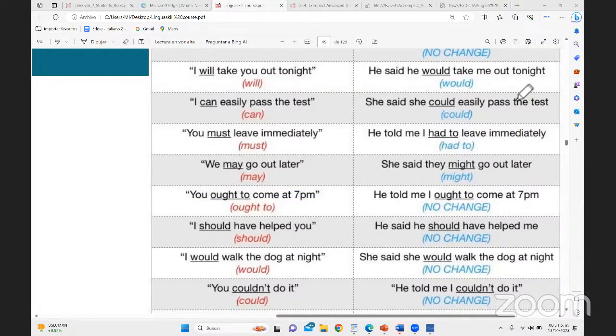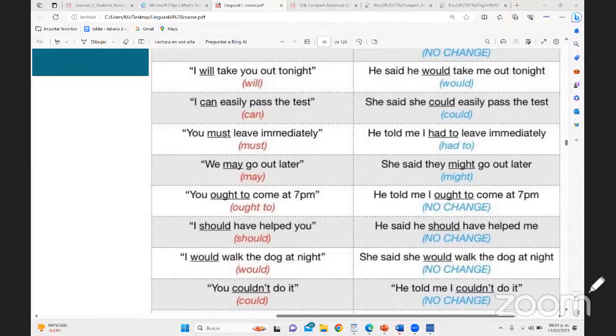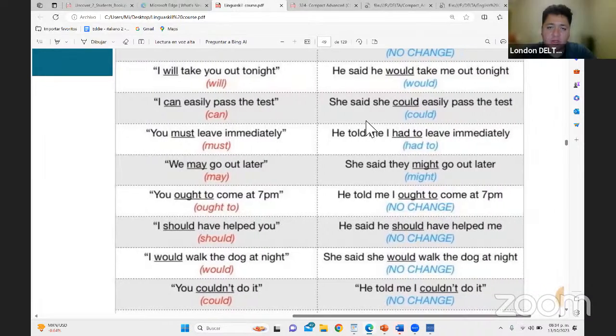Yes, teacher. Okay. I will take you out tonight. He said he would take. Déjame mover la cámara un poquito. Can you see? Yes, ya moví la cámara. Entonces, he said he would take me out tonight. Very well.